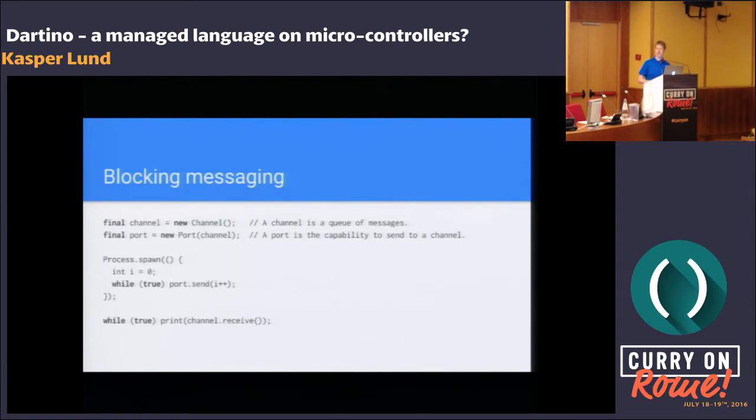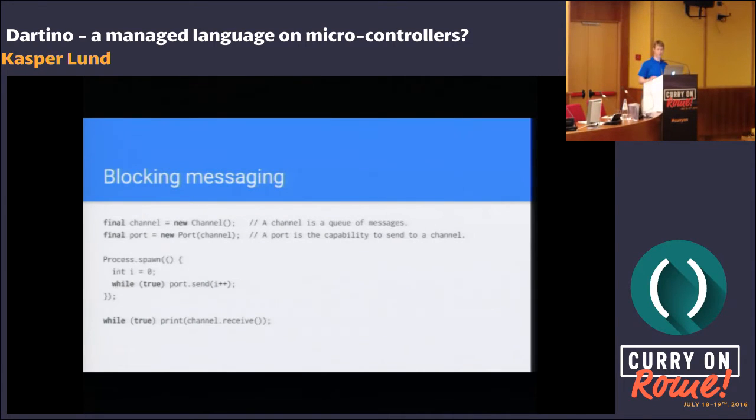So to actually get these processes to do anything useful for you, you need them to be able to communicate. Based on some other languages like Go and other systems like that, we've experimented with using channels and ports for that. A channel is a queue of messages, and a port is a sort of reified object that acts as a capability to send to a certain channel. So without having gotten access to a certain port, you cannot send to the channel that sits at the other end of that port.